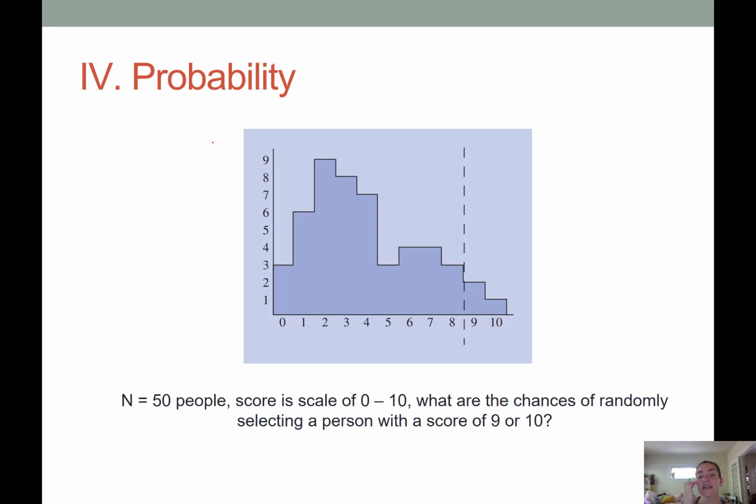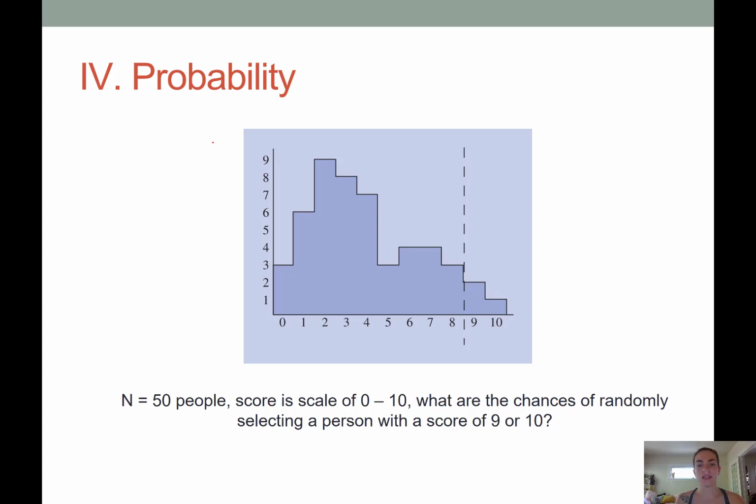So let's think about probability as it relates to distributions. If I have 50 people and I have a scale score for each of those people on a scale of 0 to 10, so every individual has a score between 0 and 10, what are the chances, if this is my distribution of scores, so this is my histogram, of randomly selecting a person from my sample with a score of 9 or 10?